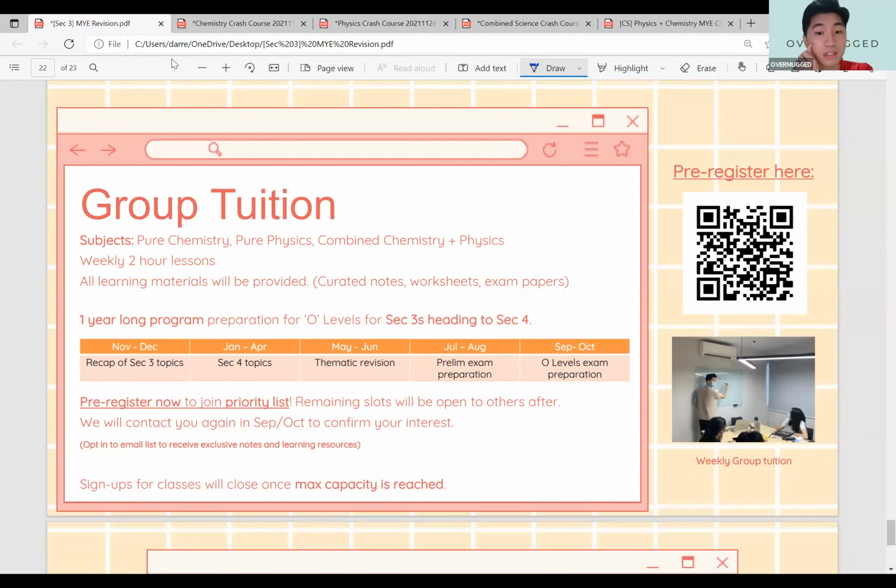Okay, so the QR code is already here. If you want to, you can pre-register. Assuming you're registering with your friend, you can also indicate the name so I know that you will want to be in the same class. The subjects available will include pure chem, pure physics, or combined chem and physics. So if you are keen, just scan the code and register now. It doesn't mean you have to join a group tuition. It just means I'll be contacting you as a priority list should you be interested. For each class, the class size is around 6 to 8, depending on the classroom that we're using. Don't be too worried right now. This is just to indicate your interest.